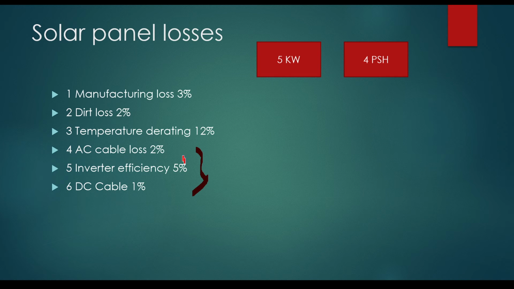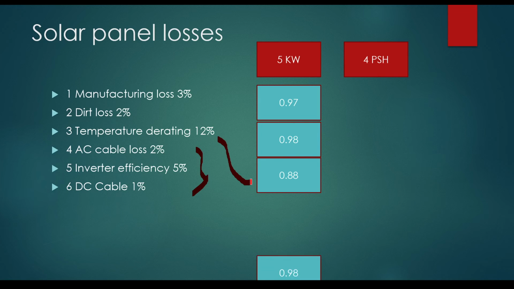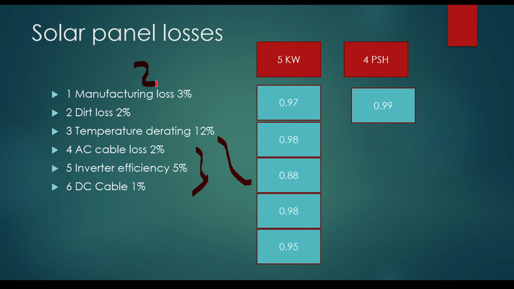My system is 20 kilowatt hours. But guys, if I calculate these losses, let's say manufacturing loss is 3%, so 100 minus 3 is 97. Dirt loss is 2%. Temperature derating, guys, is 12%. So these are all the losses I assume here. Approximately 25% losses, guys. 25% in the system. This is theoretical. In the real world, it's more or less approximately 25%, guys.